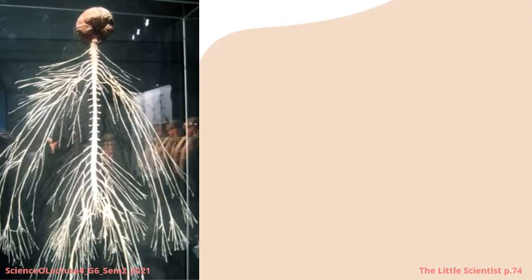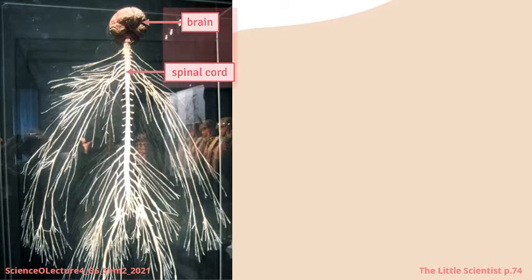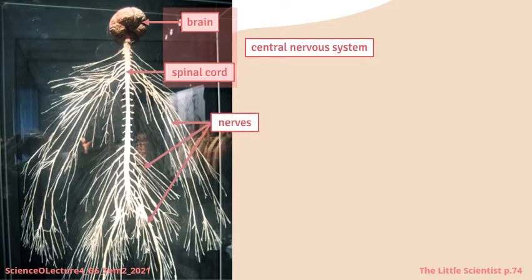Here is a real picture of the human nervous system. What is our nervous system made of? Here we have the brain that is enclosed in the skull. The spinal cord is located in the vertebral column or the spine. The brain with the spinal cord make our central nervous system. Nerves reach all of the body organs. These are the nerves, and the nerves make our peripheral nervous system.